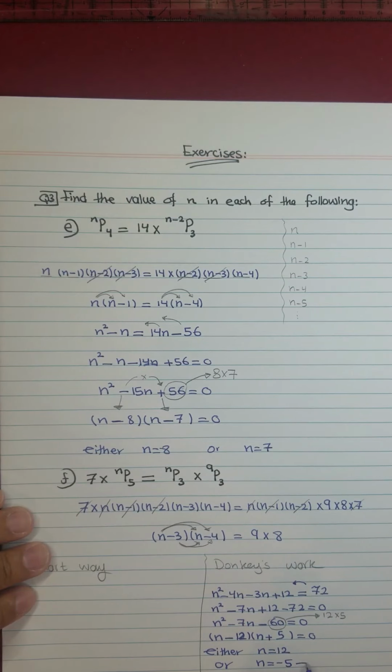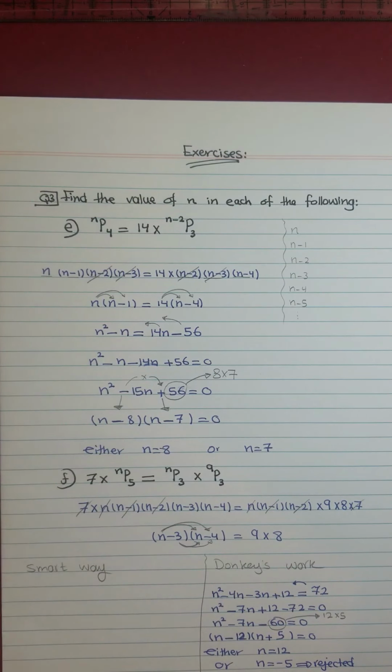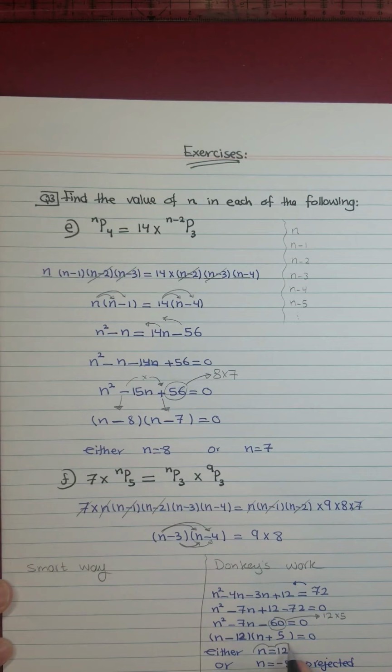And actually the second answer is rejected. The reason we reject it is because it's negative. n cannot be negative, it cannot be 0, it cannot be decimal or fractional. It needs to be a whole positive integer. So the only possible answer that we have here is n equals 12. Okay, so this is a good way. It's donkey's way, but it's a good way. It's donkey's work.